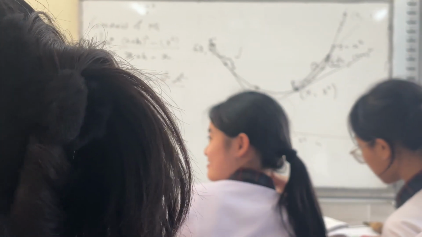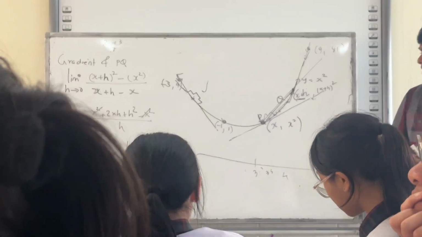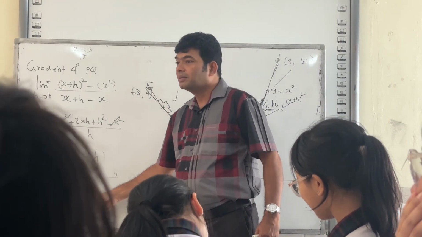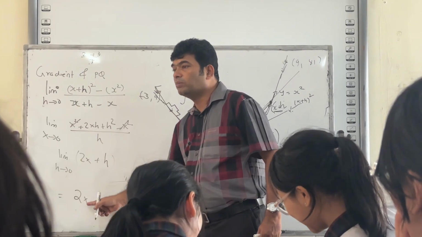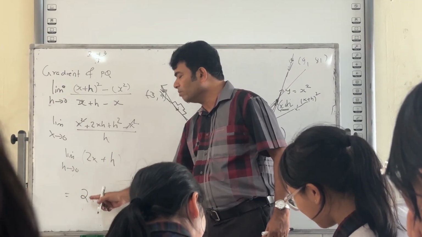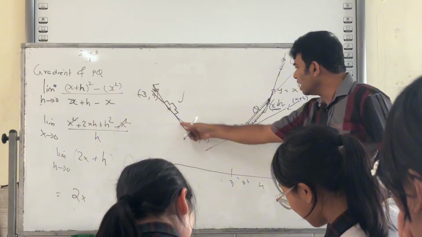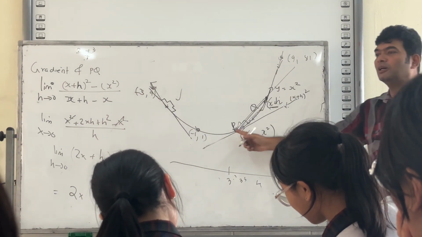We should multiply, sir. Huh? We should multiply by 3. Yes, in 2x, right? So 2 times x. If it is 3, 2 times 3. If it is 1, 2 times 1. If it is minus 5, 2 times minus 5. You can find the gradient at any point on this curve.